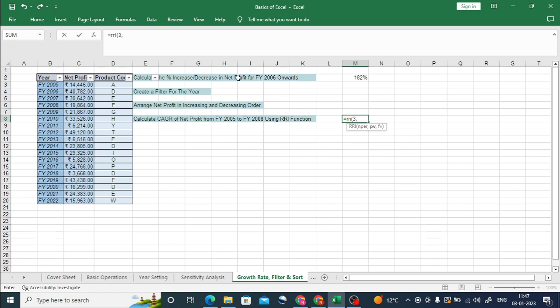What is the present value? What is the value today? It is 14,446. And what is the future value? What is the value in 2008? We select it and then we hit enter. We are getting 11%, which means that the net profit has increased at the rate of 11% in between 2005 to 2008.